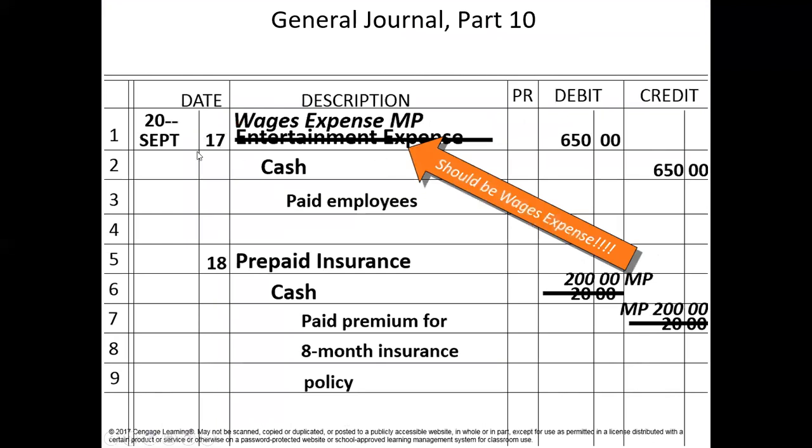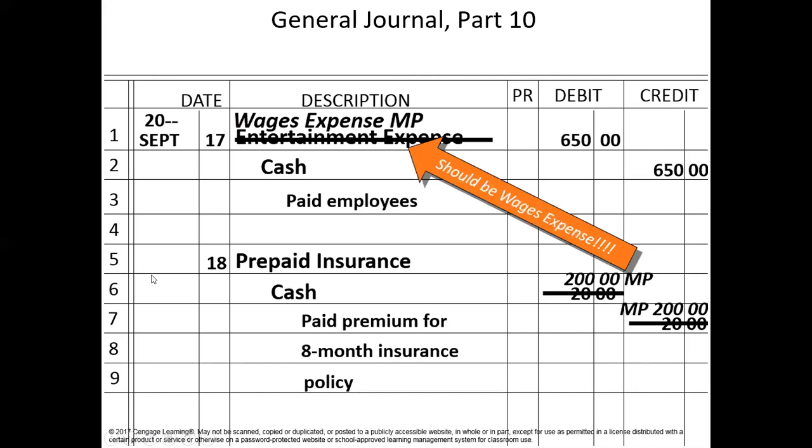Well, let's say an entertainment expense was incorrect in this case. And what are we doing here? What should have been a wage expense, not an entertainment expense? And here, this should have been $200, not 20, and this should have been 200. So notice what we're doing. We're scratching out and putting over it.